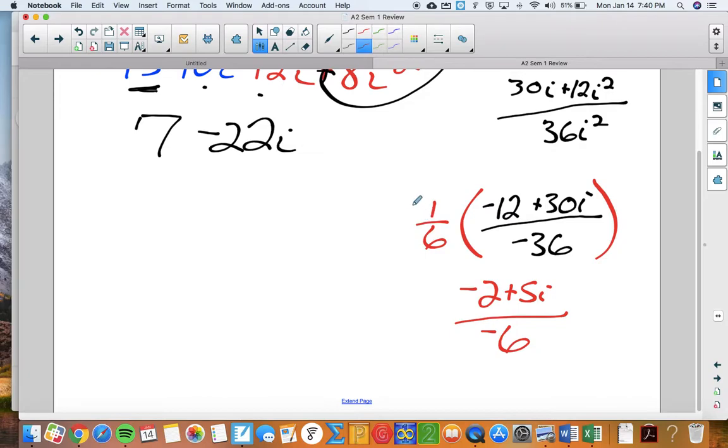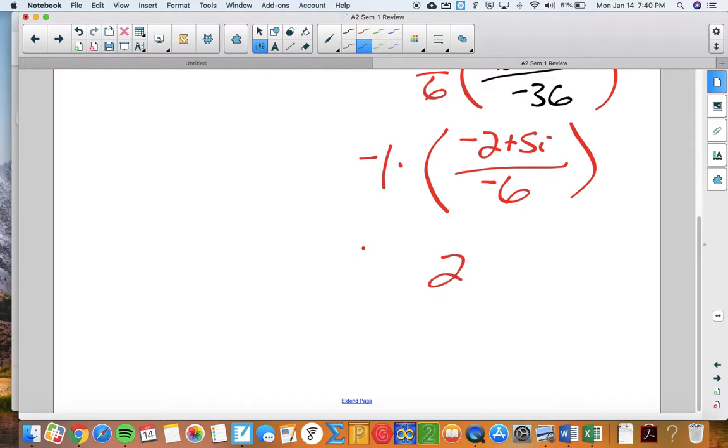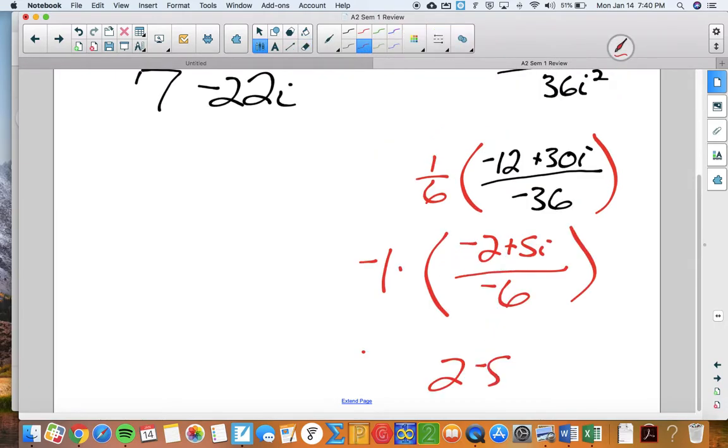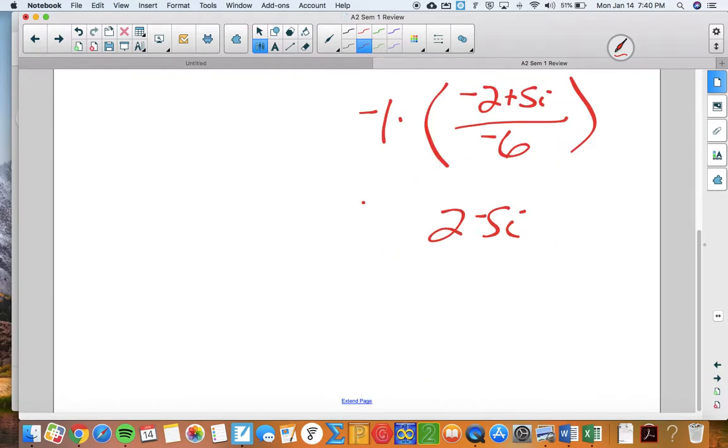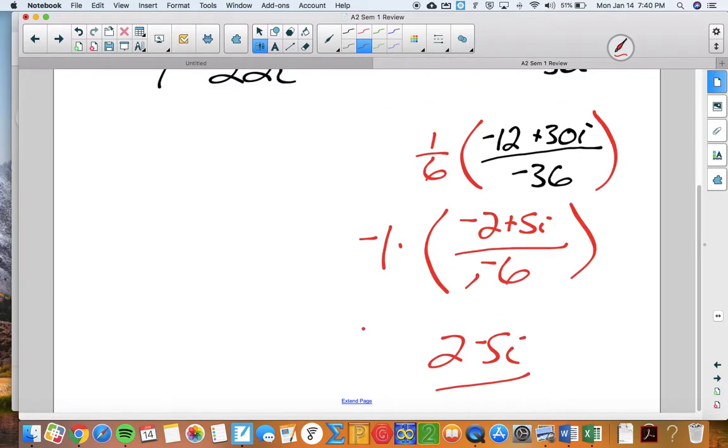That's a good answer, but I'm going to multiply everything by a negative 1, so we don't have a negative in the bottom. So we get positive 2, negative 5i, positive 6. Positive 6. There is the best answer.